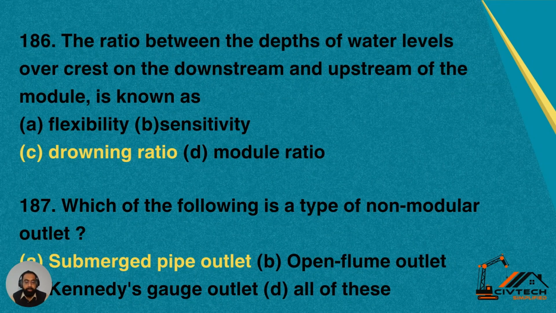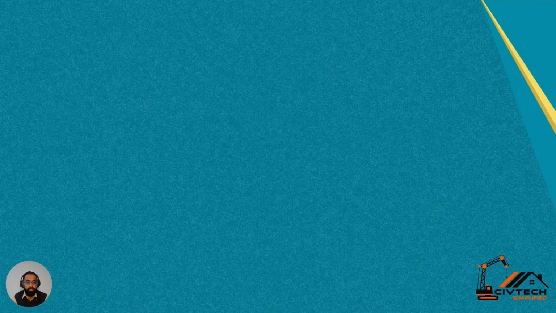187. Which of the following is a type of non-modular outlet? Option A submerged pipe outlet, option B open flume outlet, option C Kennedy gauge outlet, option D all of these. So A is the correct answer. Non-modular outlet इसमें से submerged pipe outlet है. So A here is the correct answer for this question.